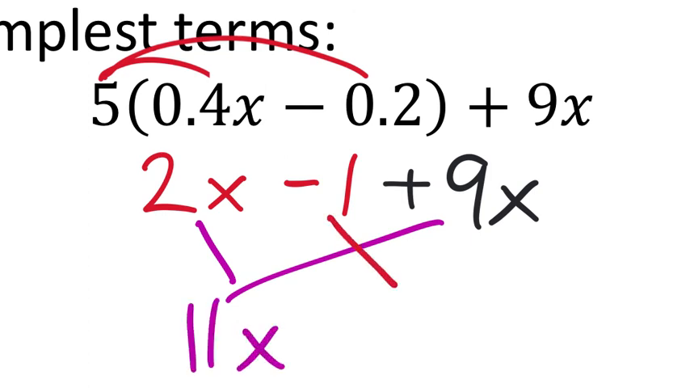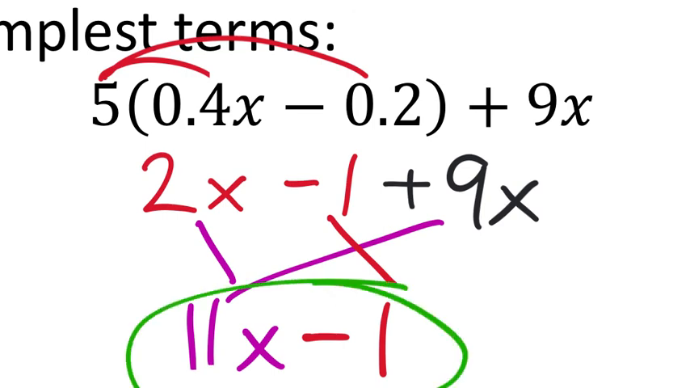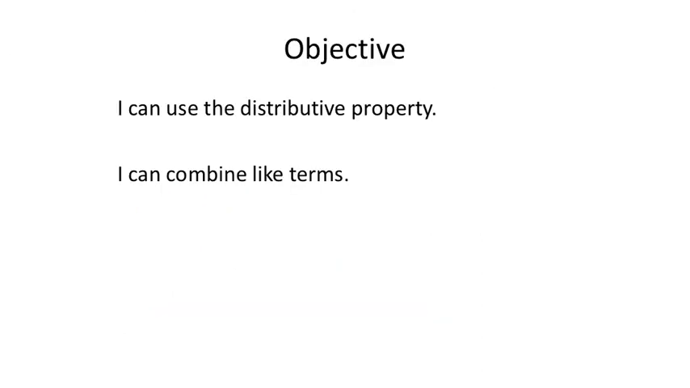And then you see this constant. There's no other constants to combine it with, so I'm just going to put this minus 1 here as the negative 1. And that's it. Again, you could write it as negative 1 plus 11x's. That'd be okay. So there's our 2 objectives. Hopefully you feel a lot more comfortable distributing and then combining like terms. If not, then you gotta ask questions.